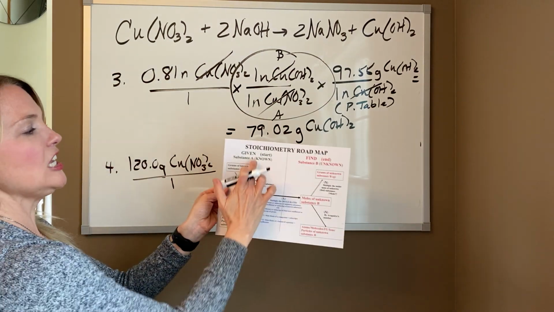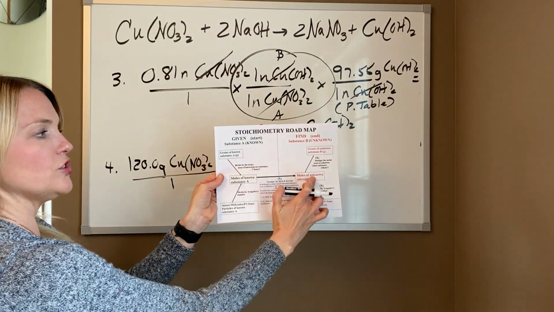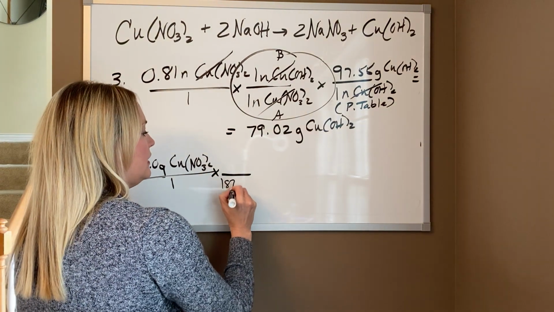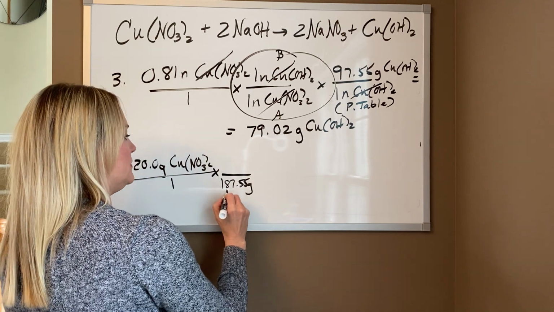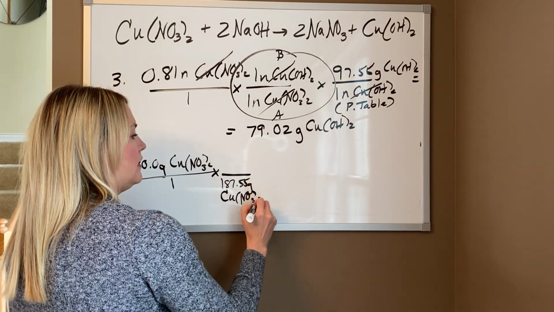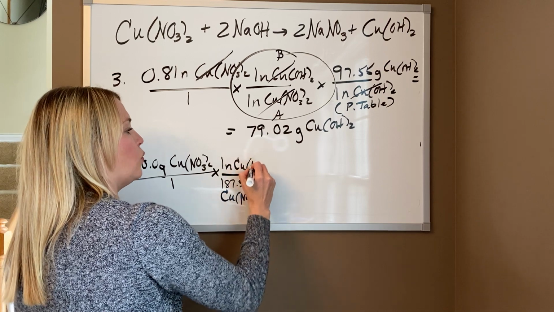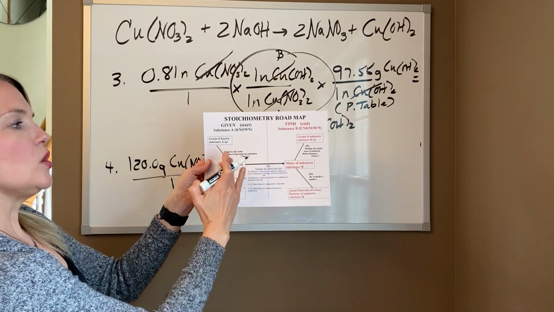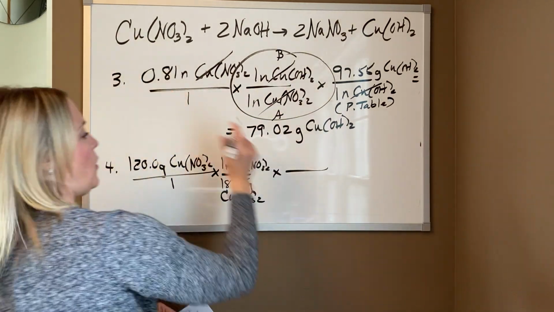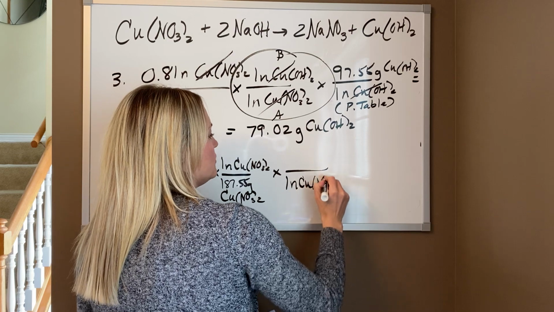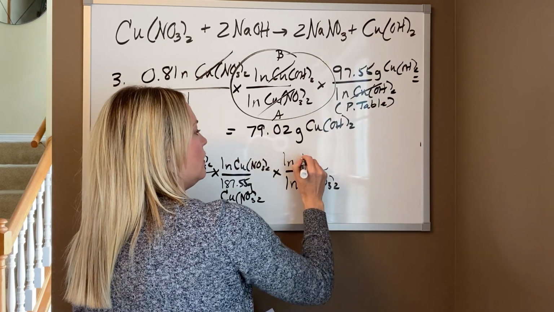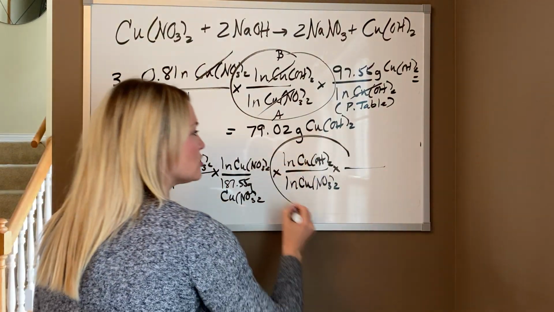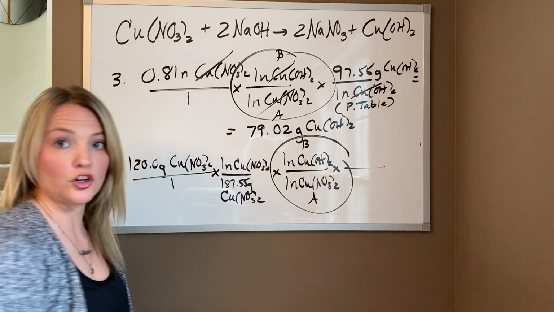So I'm starting in grams. I have to convert to moles to go from A to B. So again, using my periodic table, there's 187.55 grams of copper nitrate per 1 mole. And again, it's 1 mole because I'm using the periodic table. Now that I'm in moles, substance A to substance B. So I have 1 mole of copper nitrate. I have 1 mole of copper hydroxide. This is the stoichiometry. That is your A to B conversion.